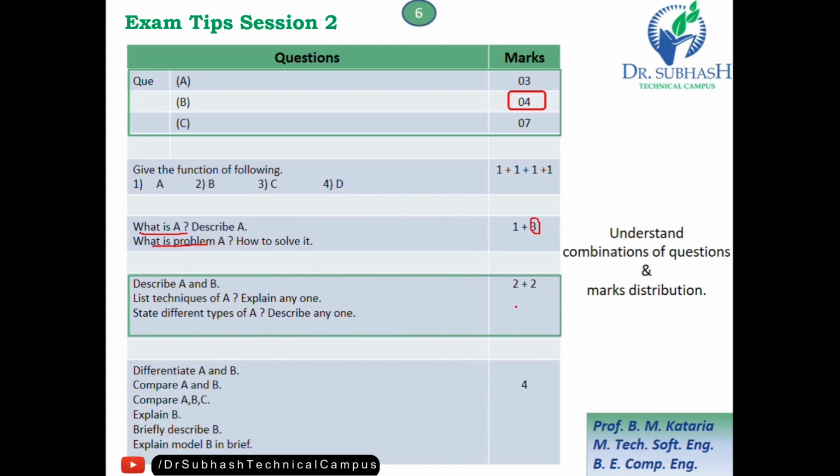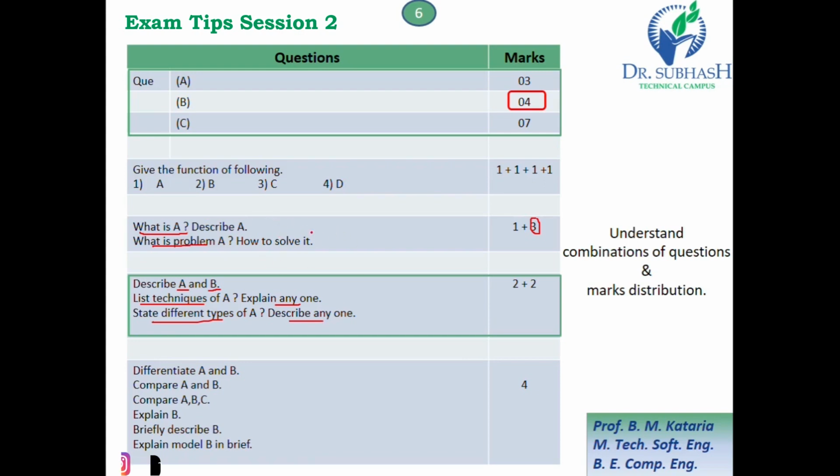Let's see here, there is a combination of 2 plus 2. Get it? So describe A and B. It means 2 marks for A and 2 marks for B. Same here, there are 2 questions. So 2 marks for the first question and 2 marks for the second question.